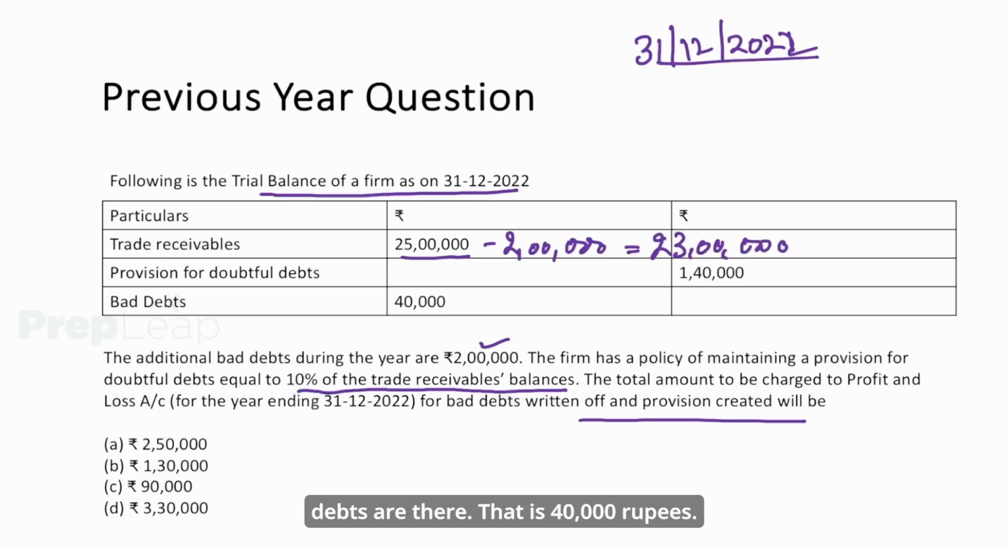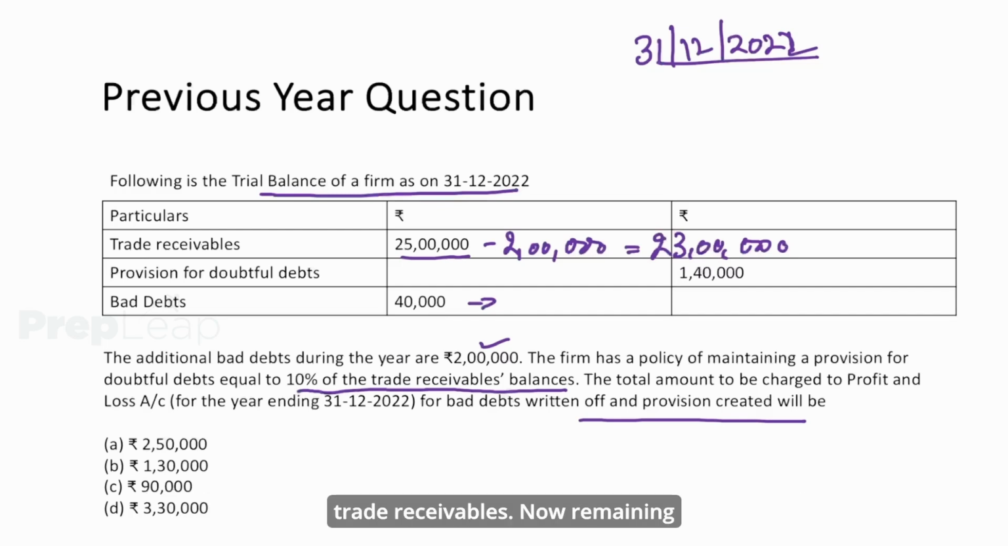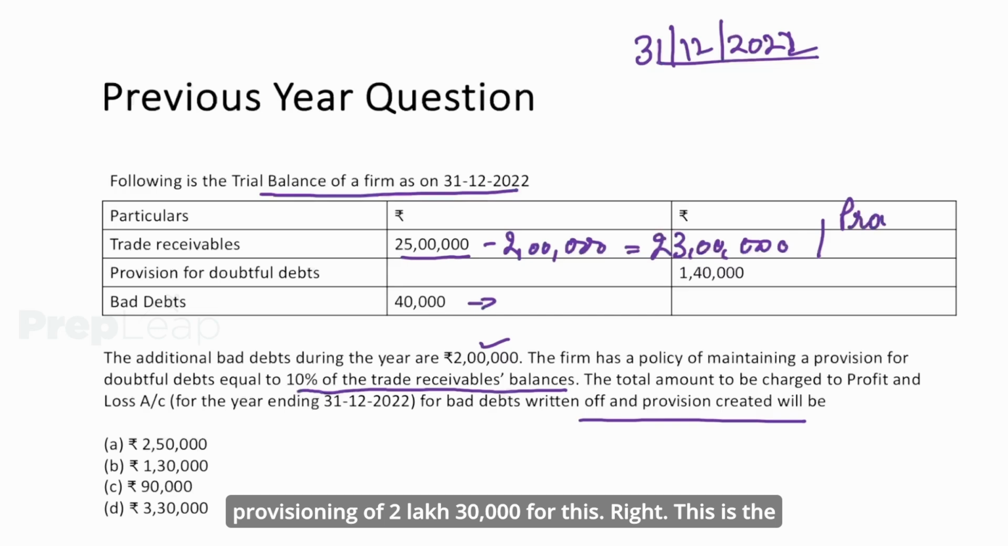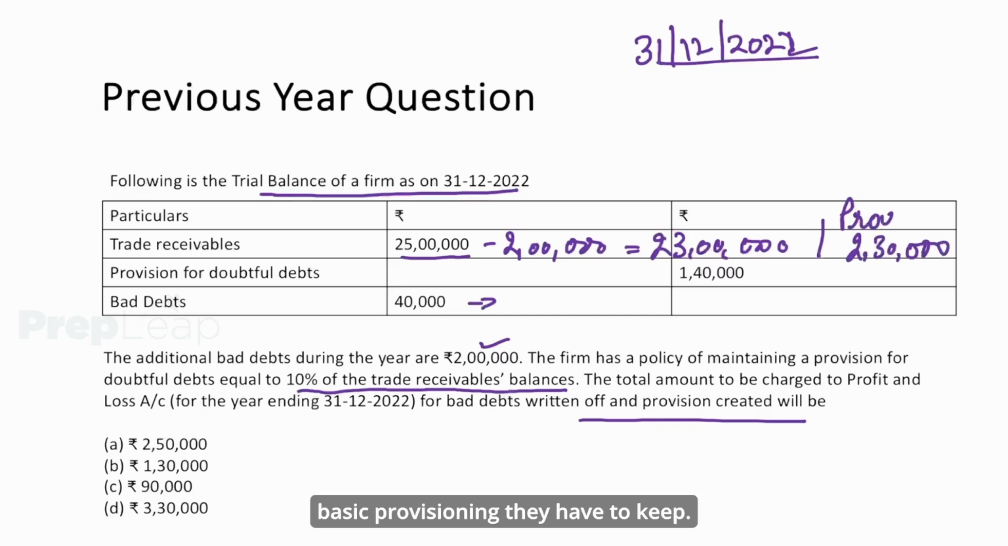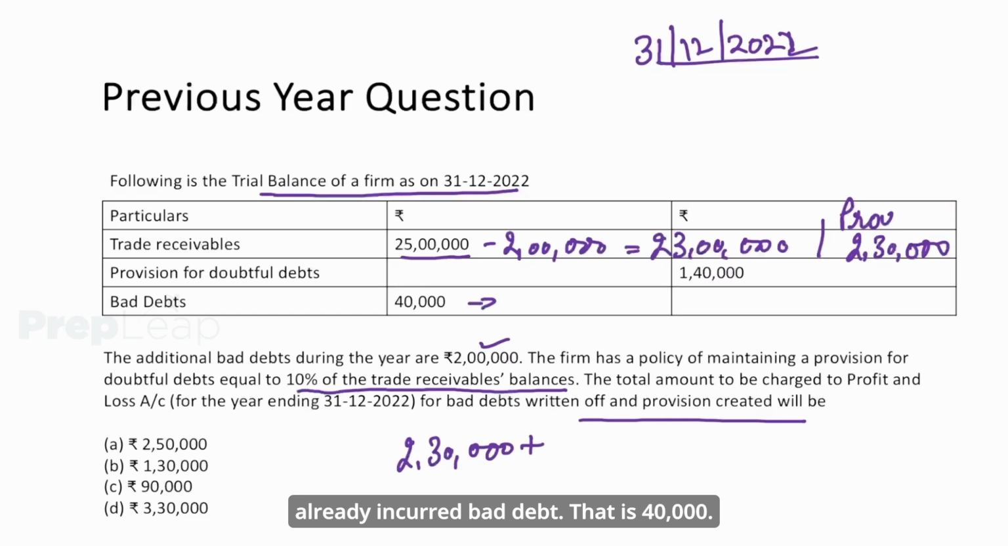Now already bad debts are there. That is 40,000 rupees. Okay. Then they say they keep a provision of 10% of trade receivables. Now the remaining trade receivable is 23 lakh. They keep a 10% provision for this. So they basically keep a provisioning of 2,30,000 for this, right? This is the basic provisioning they have to keep. So they are keeping a provision of 2,30,000 plus the already incurred bad debt. That is 40,000, right?